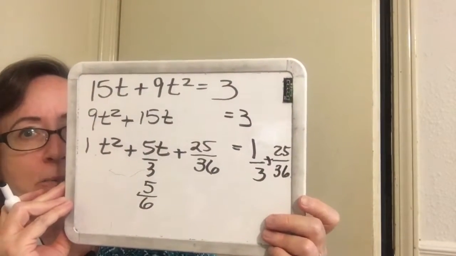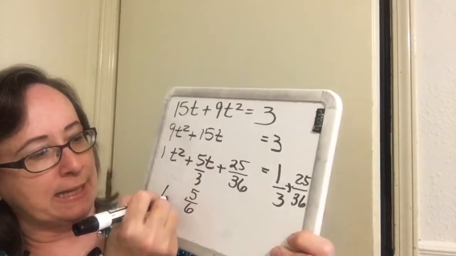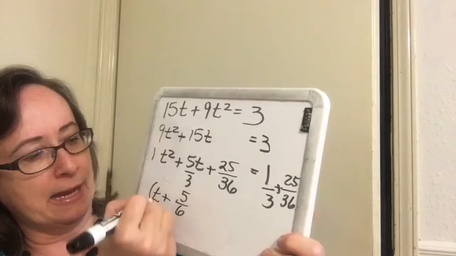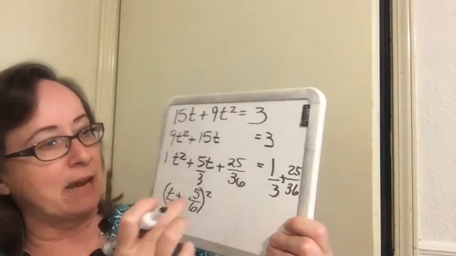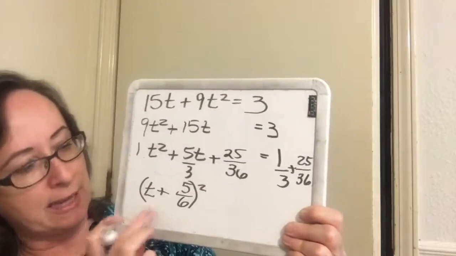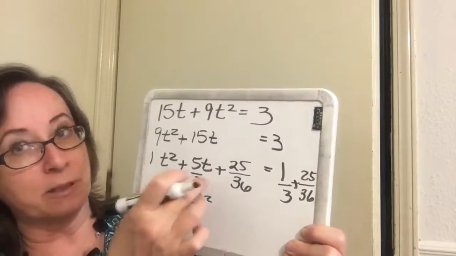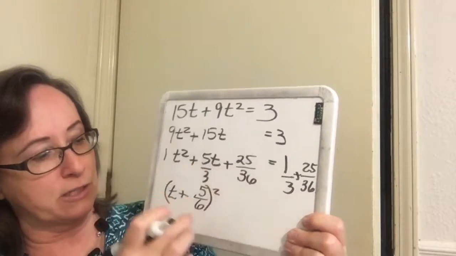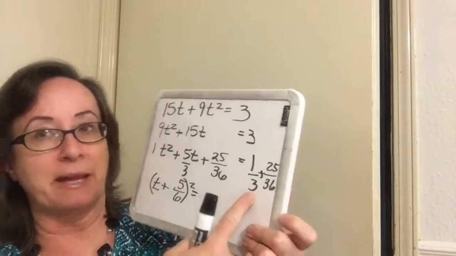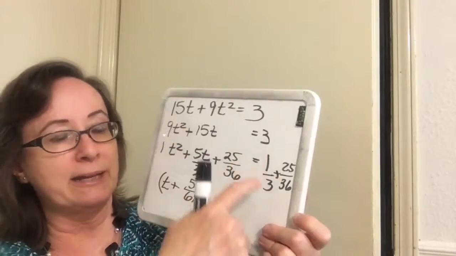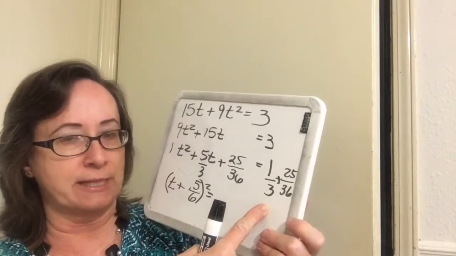To finish my little factor down here, I'm going to bring down my t, and I'm going to write it in its squared form. The left-hand side is now a perfect square trinomial, and this is that squared. First term squared. The product doubled goes back to the 5/3. The last term squared. On the right, could I make this simpler by writing this 1/3 as 12 over 36?